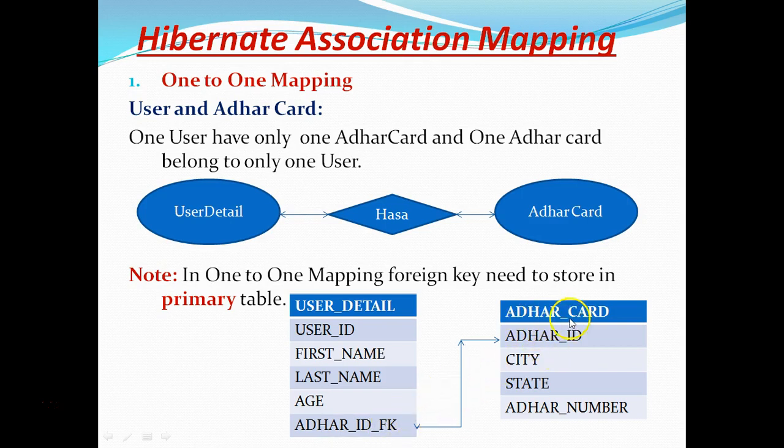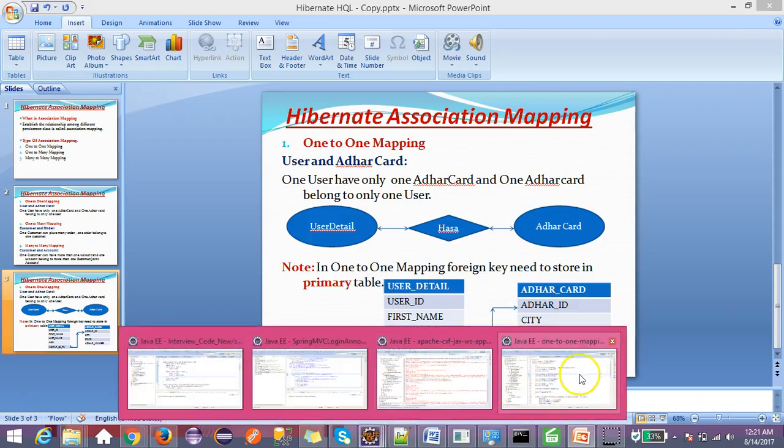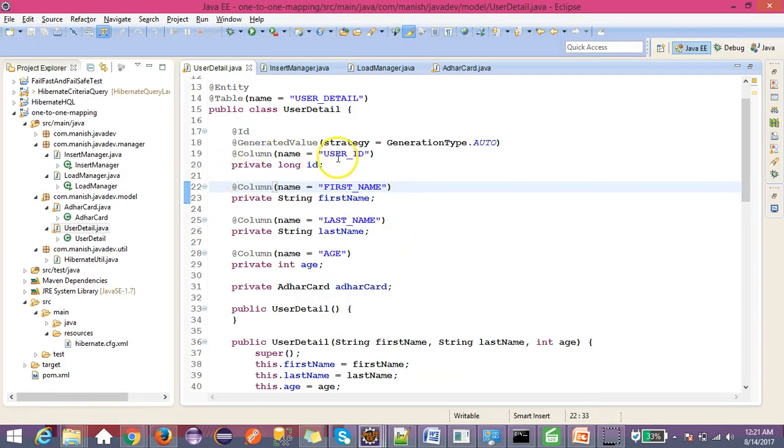So let's move to Eclipse. Here we can see in the Aadhaar card table we have Aadhaar ID, city, state and Aadhaar number. We need to see what we have here. I have one application, one-to-one mapping. In this I have two entities, Aadhaar card and user detail. Let's open user detail.